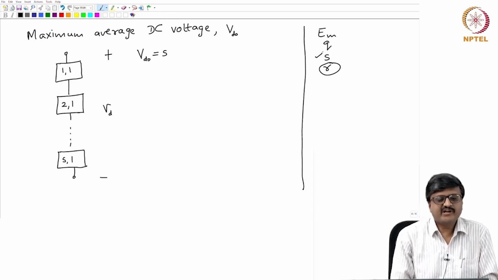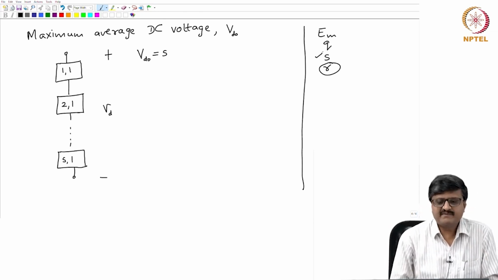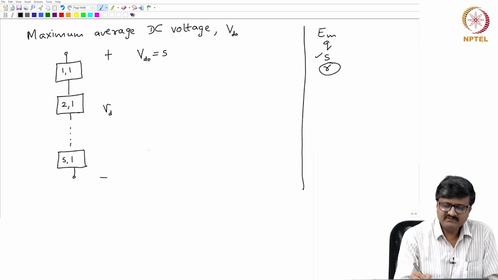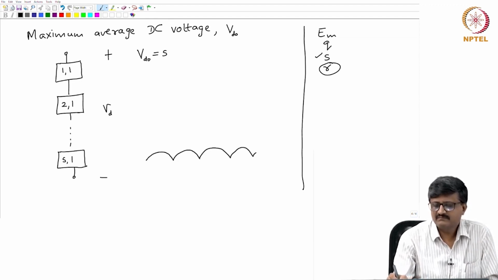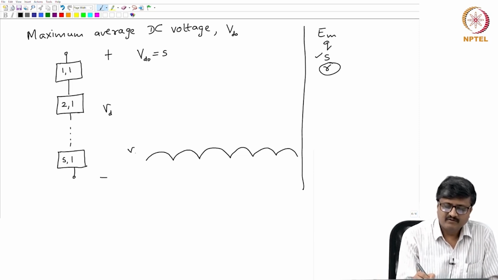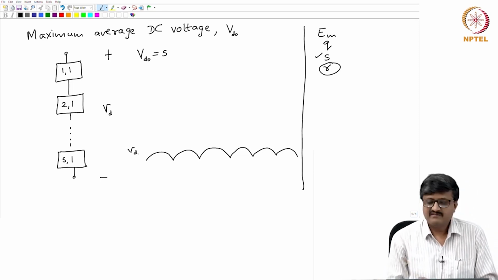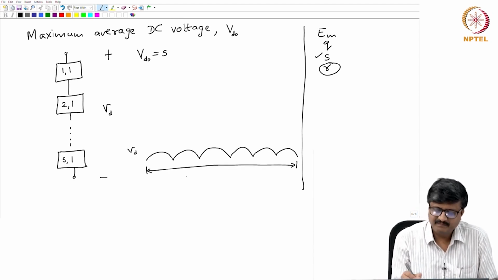So what we are talking about is the maximum average DC voltage. If you look at the maximum average DC voltage, then we get that only if the thyristors operate as diodes. That means, if I take one cycle of the AC side, I have shown here, say Q is equal to 6. Suppose Q is equal to 6 and this is one cycle. One cycle means 2 pi.